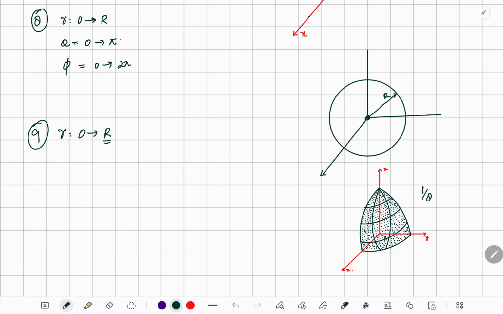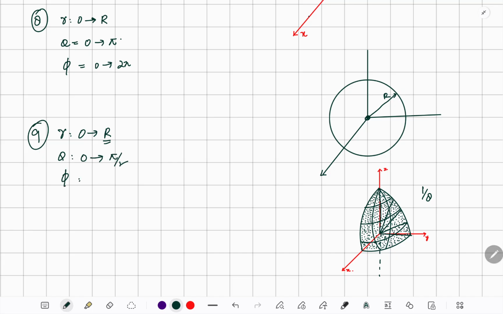And what is the value of theta? See, if we want to cover this, initially it would be here, then we increase theta to 45, 60 and 90. Then we'll be able to cover the whole thing, because it lies in the above part of the xy coordinate axes. We don't go downwards, we don't go in the negative z direction. So 0 to pi by 2.